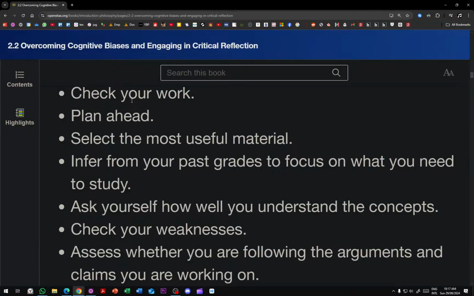Okay, let's repeat. Plan ahead. Grades. Weaknesses. Most useful material. Assess whether you are following the arguments. Assess whether you understand the claims. And lastly, check your work. Okay, that's good.